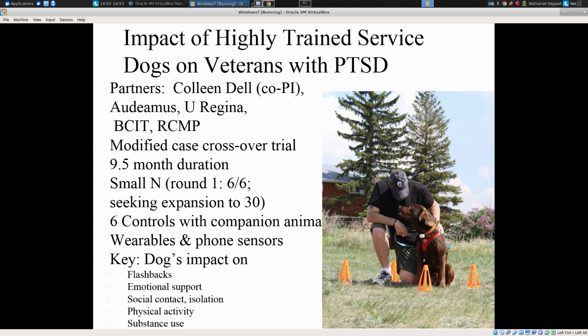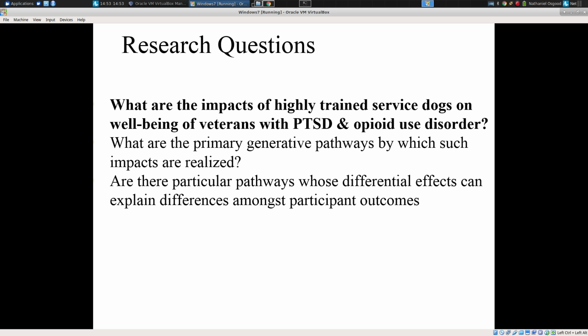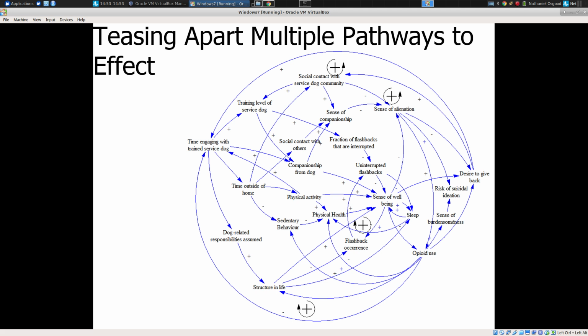This is a small N-of-1 case crossover, though it's currently in the process of anticipated larger expansion with extra funding from Health Canada. And we are interested in the dog's impact on outcomes for the veteran, including substance use, flashbacks, suicidal ideation, and social contact. So we're interested in understanding the impact of these highly trained service dogs on well-being of veterans with PTSD and opioid use disorders. And the challenge here is the fact that individuals who are paired with a service dog have many impacts on their lives from the service dog.